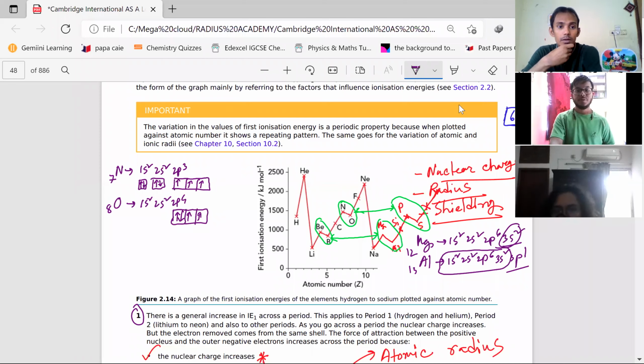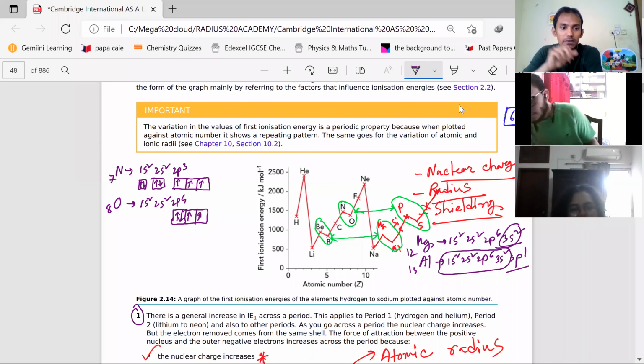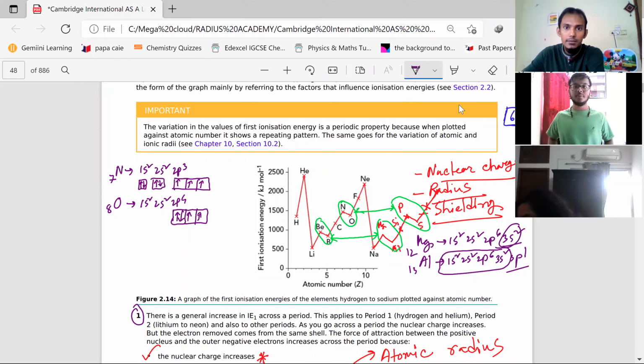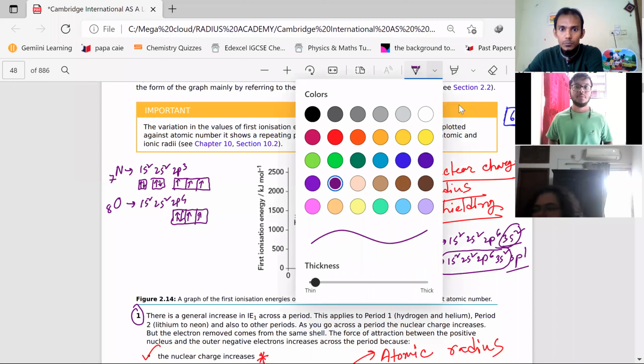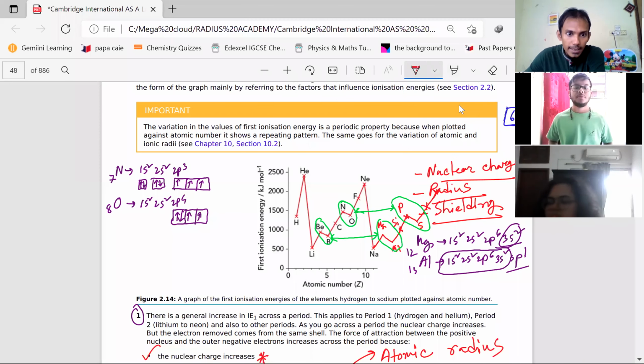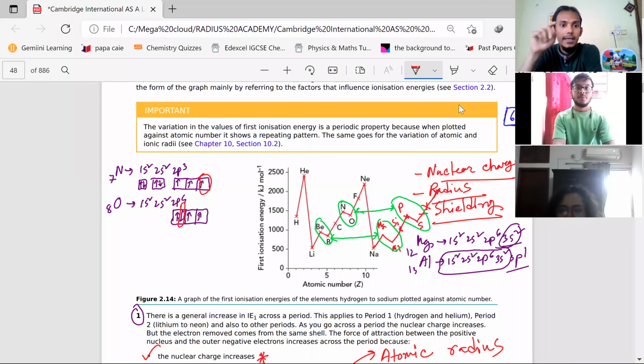Yes, sir. You see, the last electron of oxygen will be removed from an orbital which is doubly filled, whereas the last electron of nitrogen, let me show which one is the last electron. Nitrogen's last electron is this one, it will be removed from here, and oxygen's last electron is this added electron that entered the doubly filled orbital, that is the last electron. So what I am saying is the outer shell electron of nitrogen will be removed from a singly filled orbital.